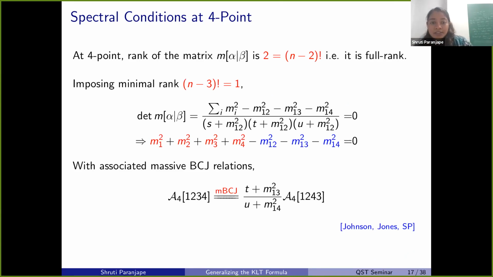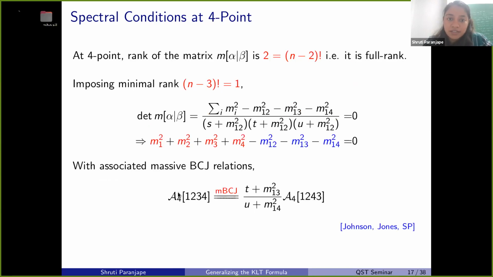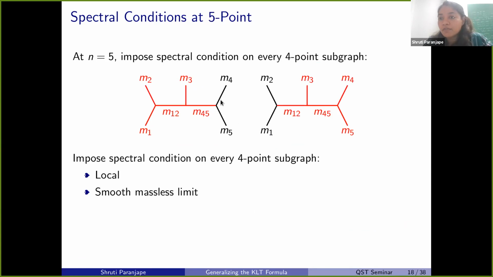And you can see that once I do this, my BCJ relations clearly have a smooth massless limit, because when I take both these m's to 0, I'll get T over U, and you might recognize this from a couple of slides ago as the massless BCJ relation. Great. So at 4 point, this is what it looks like. At 5 point, the minimal rank condition just looks like applying this spectral condition to every 4-point subgraph. Similarly, at 6 point, every 4-point subgraph, make sure it satisfies the.